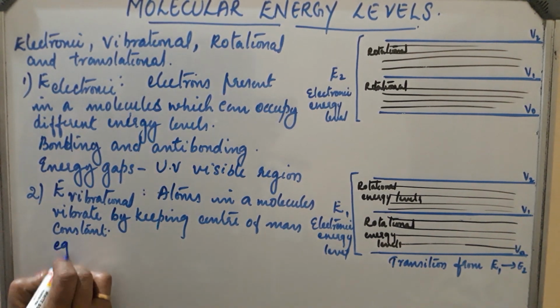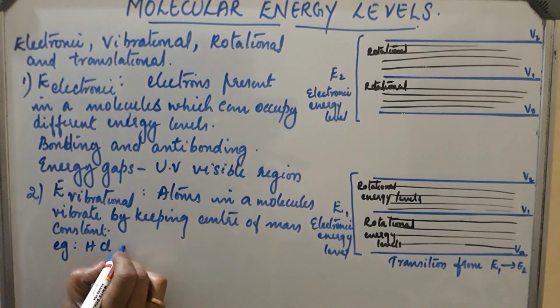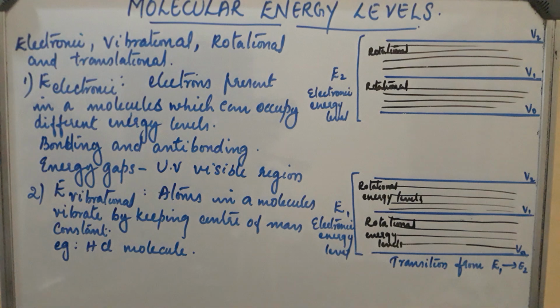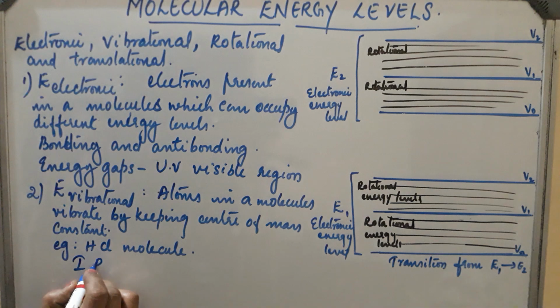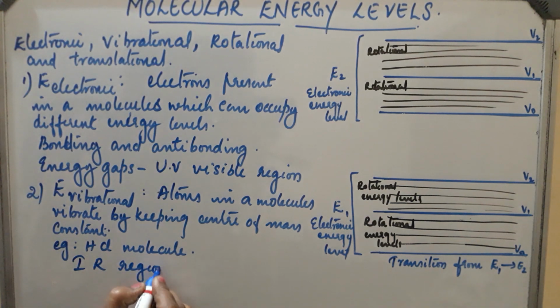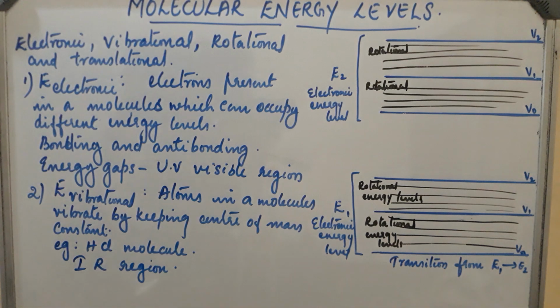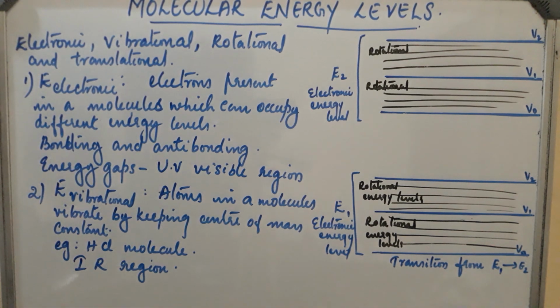Example, HCl molecule. In the case of the HCl molecule, bond stretching is taking place. They vibrate by bond stretching. And the energy gaps between these vibrational energy levels fall in the IR region.